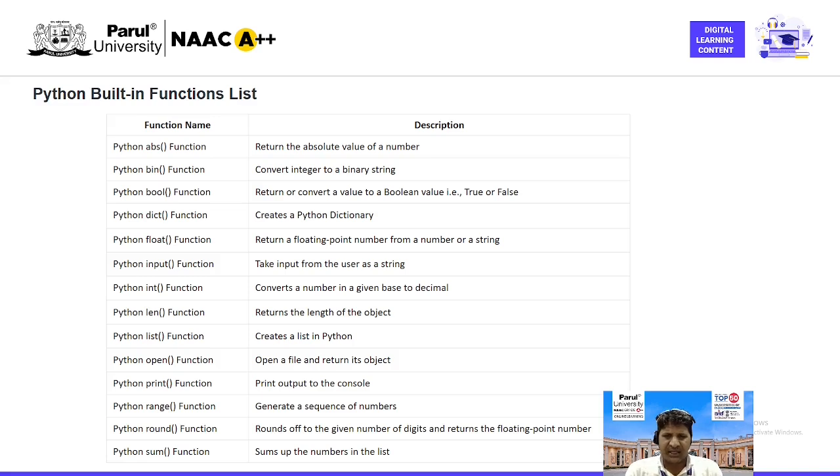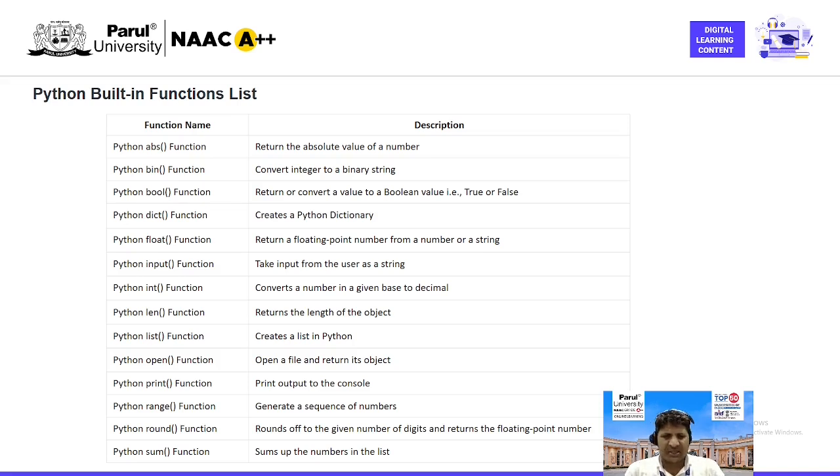List function creates a list in Python. If you want to create a list of some items, you can use the list function. Python open function: if you want to open any file or object on your computer, whatever is stored in the computer, you can use the open function. Print function: if you want to print anything on the output screen or console screen, you can use the print function as well.